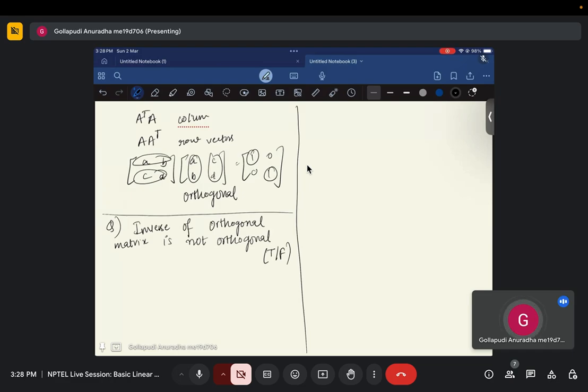Yeah. So basically, it will be orthogonal. It's a false statement. Yeah, it's a false statement. So how do we get this?